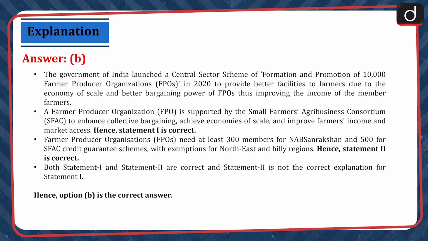Farmer producer organizations need at least 300 members for NABARD Sanrakshan and 500 for SFAC credit guarantee schemes with exemptions for northeast and hilly regions. Hence, statement 2 is correct. Both statement 1 and statement 2 are correct and statement 2 is not the correct explanation for statement 1. Hence, option B is the correct answer.